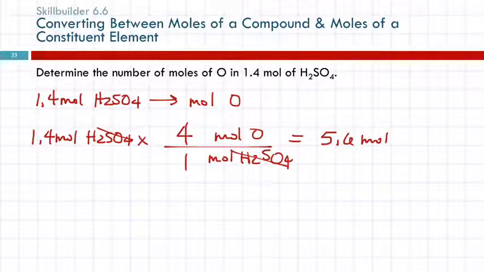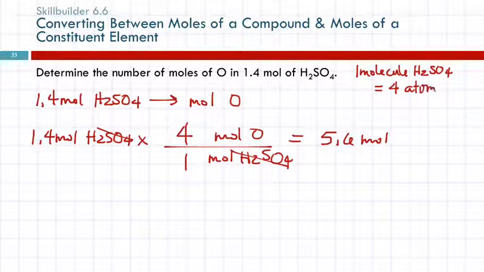And so the ratio, here we have 1 molecule, stupid long word, 1 molecule is equal to 4 atoms of oxygen. Each molecule has 4 atoms of oxygen in it. And then I'm just multiplying both sides by the same number, by Avogadro's number, and I get 1 mole of H2SO4 is 4 moles of oxygen. Okay?